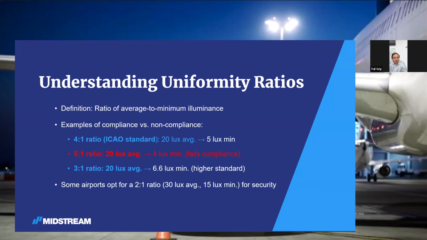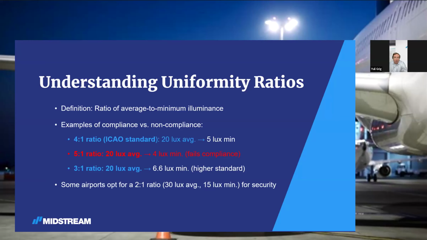So 3.3:1 is better. It's a 20 lux average with a 3.3:1 ratio, giving a 6 lux minimum. So that is in compliance. That exceeds the minimum standards. So that's good. 5:1, of course, is not.